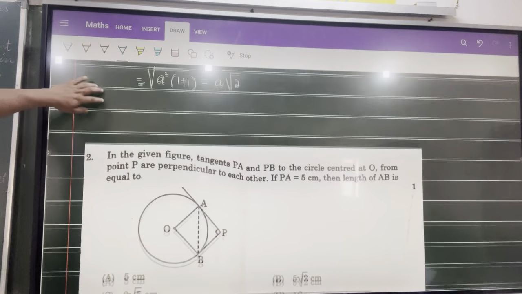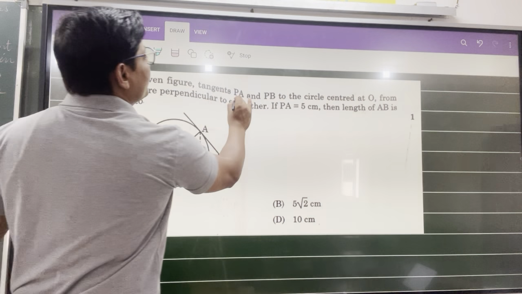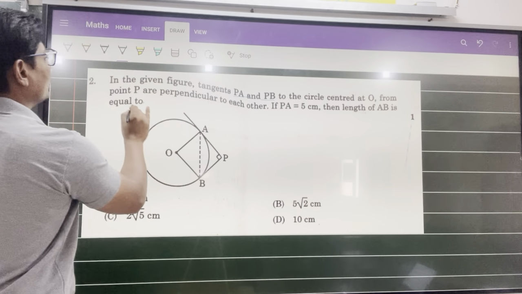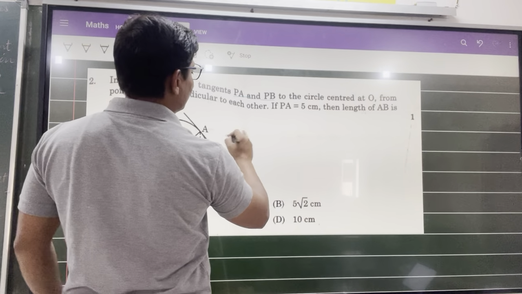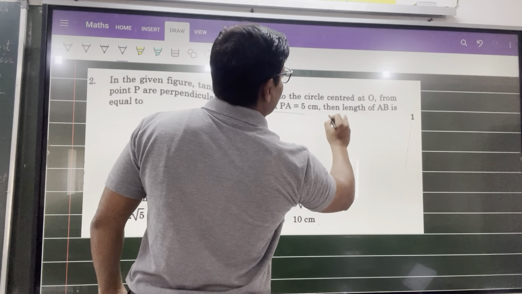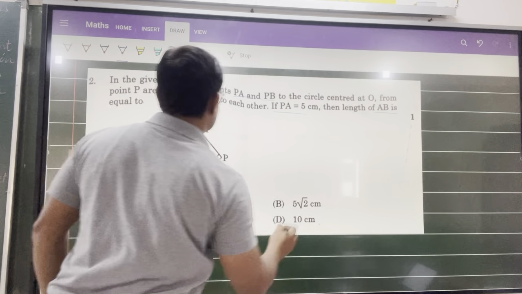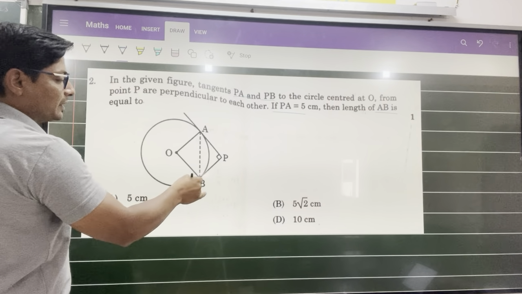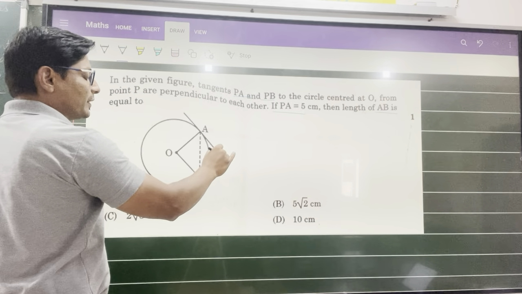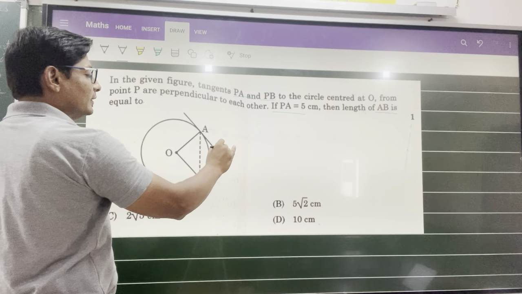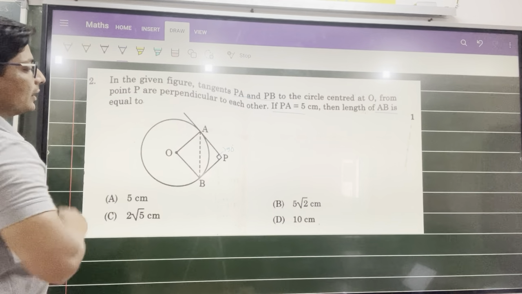Okay, now let us see the second question. So in the given figure, tangent PA PB to the circle centered at O from point P are perpendicular to each other. If PA is 5 centimeter, then the length of AB is. So here PA is one tangent, PB is one tangent for the circle centered at O, and they have given these two are perpendicular with each other. So here it is 90 degrees. So 90 degrees. And they have asked us to find the length AB.